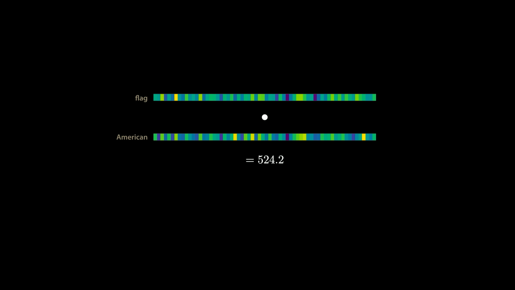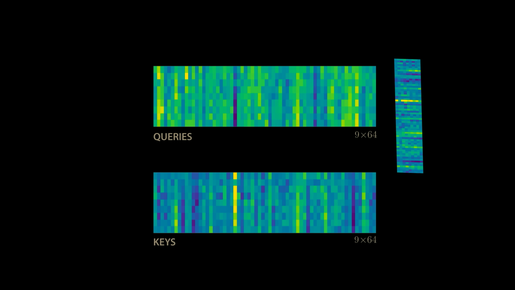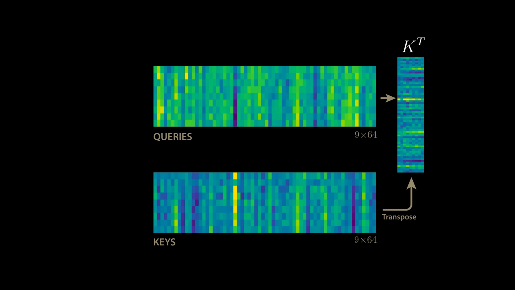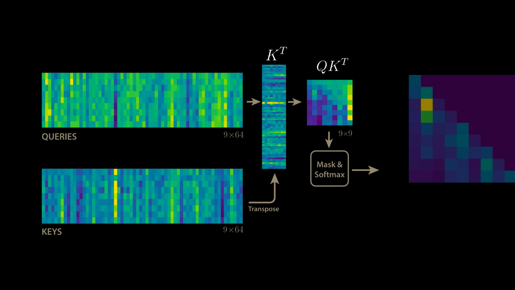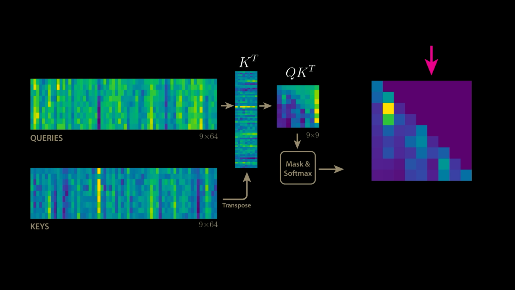Similar keys and query vectors will generate high dot products. We can compute all these dot products at once by transposing our key matrix and multiplying by our query matrix, resulting in a new 9x9 matrix, where each entry corresponds to the dot product of a single key and query. To compute our attention pattern, we apply a masking operation, effectively zeroing out the upper right portion of our matrix.